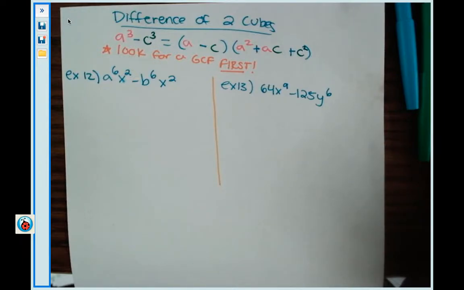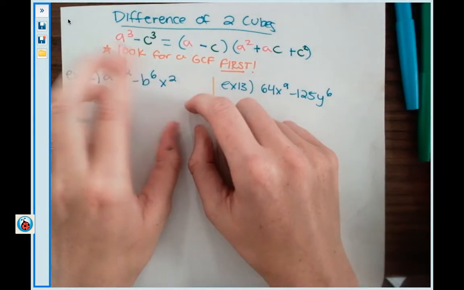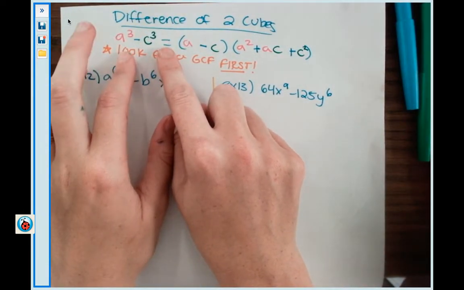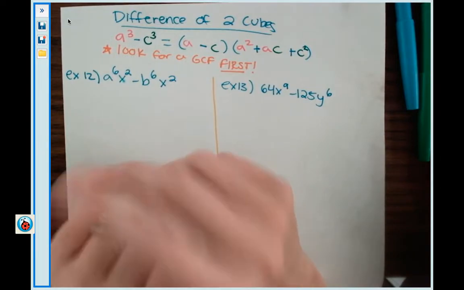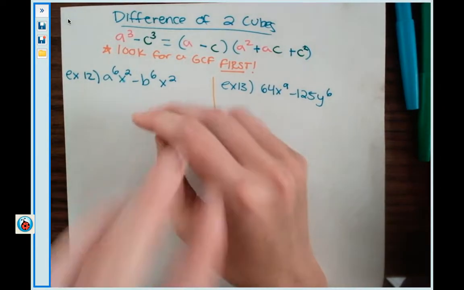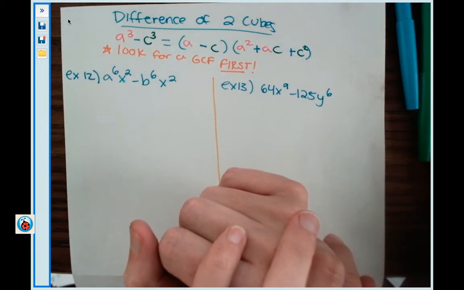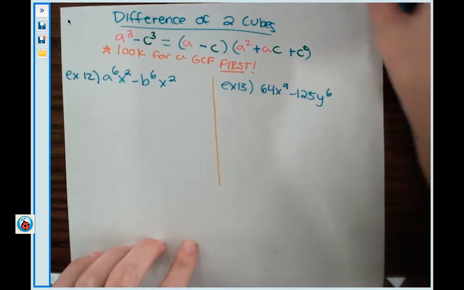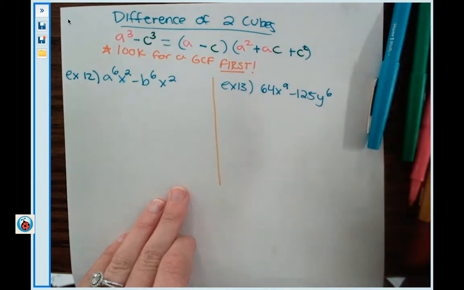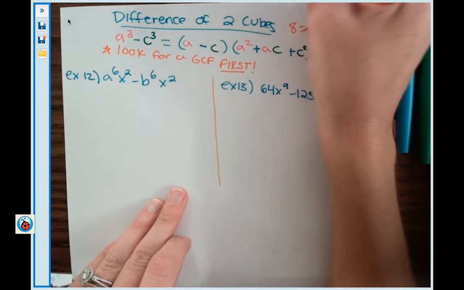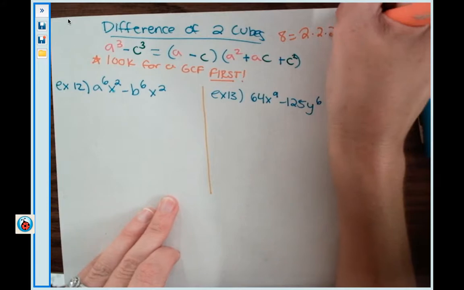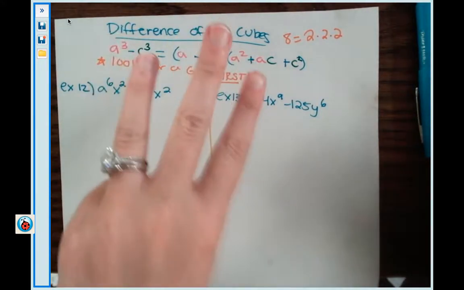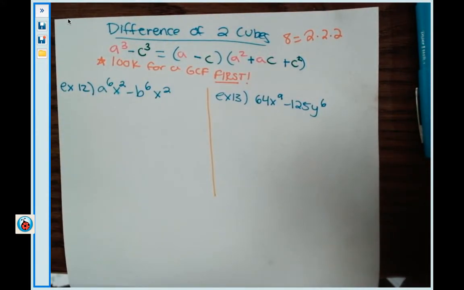Alright, you guys, so now we're on to a brand new factoring technique called a difference of two cubes. Now, what this states is when you have two perfect cubes that are subtracting. What a perfect cube means is a number where you have three of the same exact number that multiply to equal it. An example of this is 8. 8 is a perfect cube because 8 equals 2 times 2 times 2. So perfect cubes require 3 of the same number multiplied together.